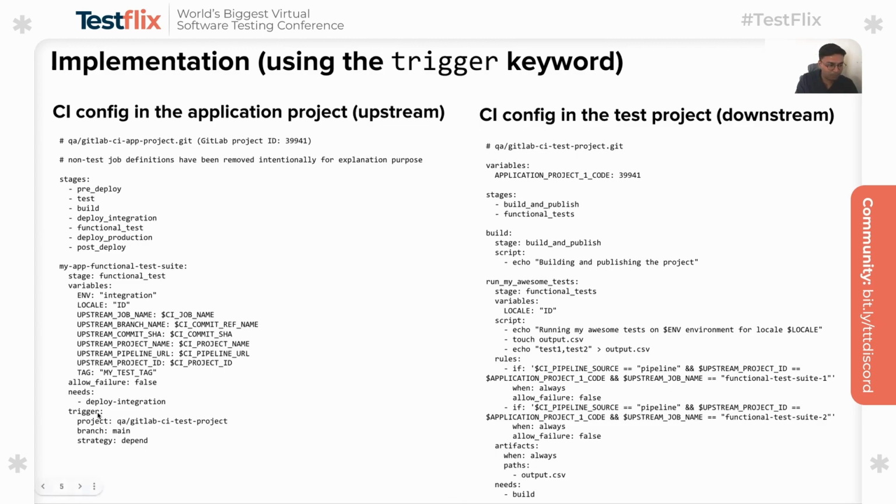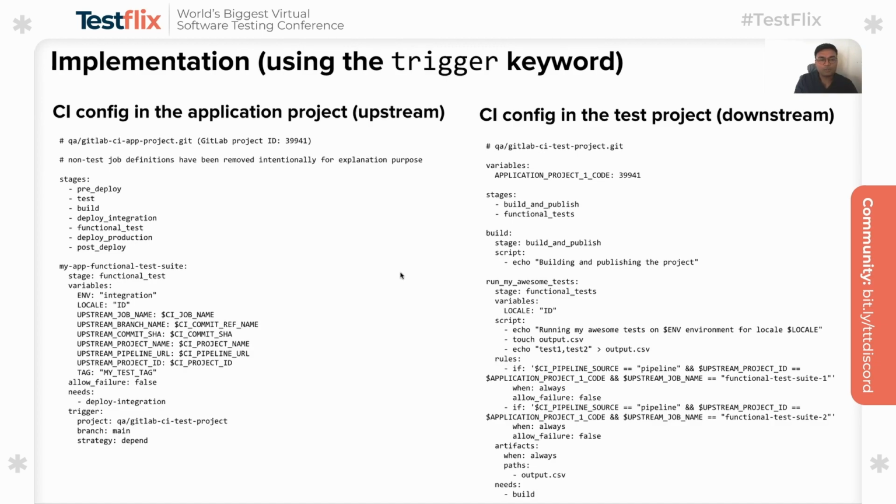So let's get back to the important part of this session, which is the trigger keyword, right? In this trigger keyword declaration, I am specifying that the project should be the GitLab CI test project, which is basically this project. And then I want to target the main branch of that project, because it's also possible to override this value and have any custom branch to target on the test project, right? So that's pretty much about the implementation part using the trigger keyword. Simple and easy to understand, right?